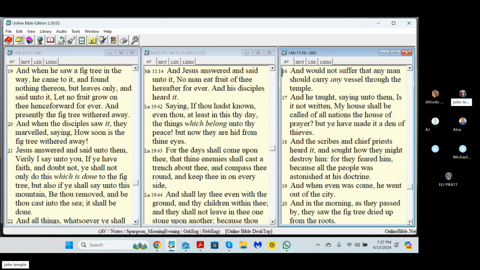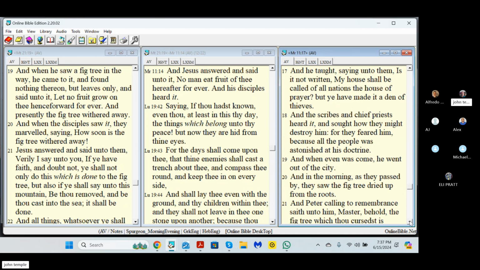So he taught them, saying, is it not written, my house shall be called of all nations the house of prayer, but you have made it a den of thieves. And the scribes and the chief priests heard it, and they sought how they might destroy him, for they feared him, because all the people were astonished at his doctrine. And he was also interfering with their greed too.